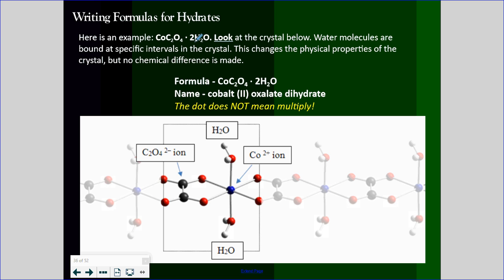So here's an example. Cobalt oxalate dihydrate. The di comes from 2. The prefix di means 2. Looking at the crystal, what we see is there's some repeating units. Okay, and I've boxed out what we're looking at. This is a cobalt ion that's got a +2 charge. It's bound to 2 water molecules and 2 oxalate molecules. This is oxalate right here.